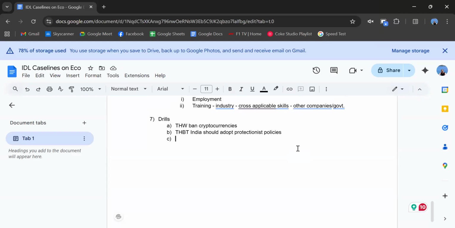I could. Protectionist policies would be policies that protect Indian businesses versus global businesses, and policies that protect consumers over companies. I think that would be the two forms of protectionist policies, like protecting the market from private companies going crazy.